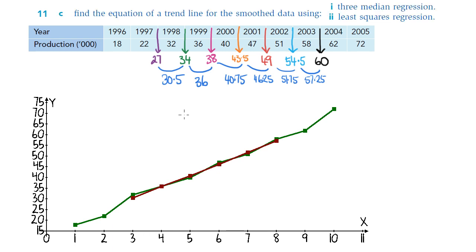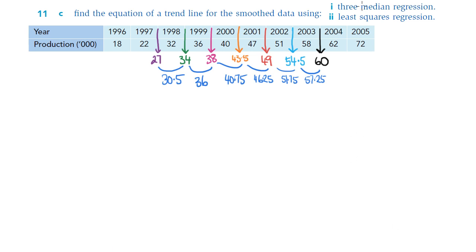The next part of the question wanted us to find the equation of a trend line for the smoothed data using 3-median regression and least squares regression. The easiest way to do the 3-median regression at this point, when you've already got everything entered into your calculator, is to get your calculator to work it out for you. I'm actually going to show you how to do this from a table though, just because I don't think I've shown you this method before, and hey, this is all about showing you how to do stuff.